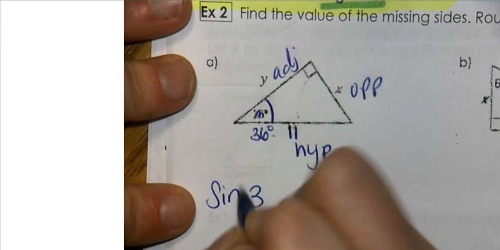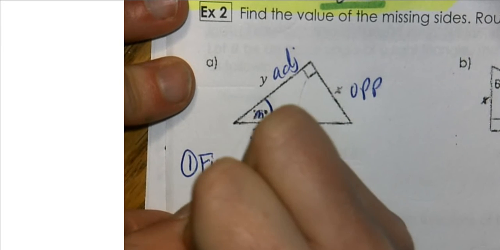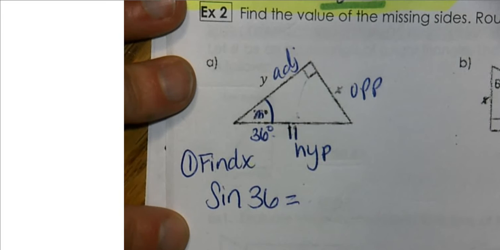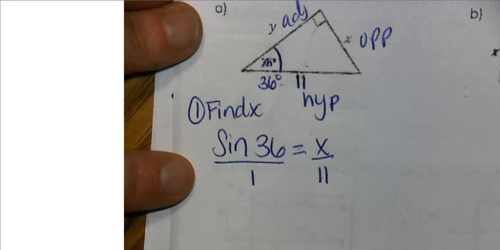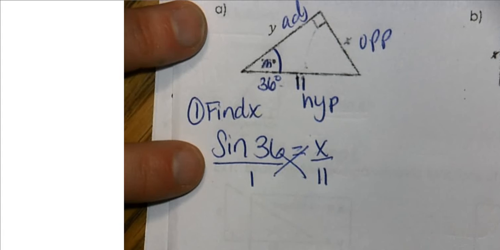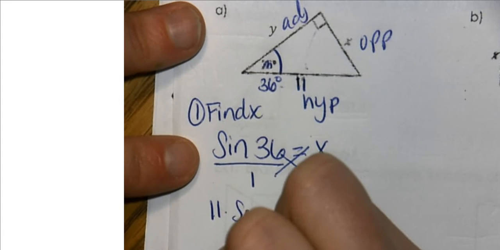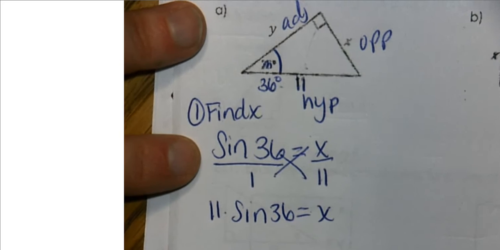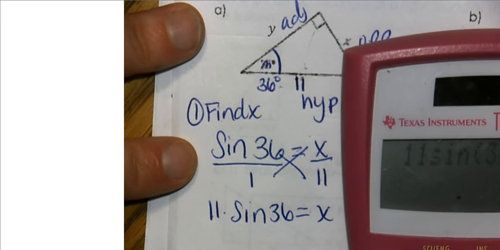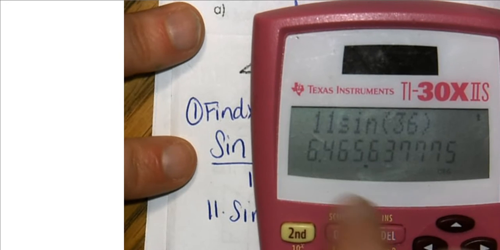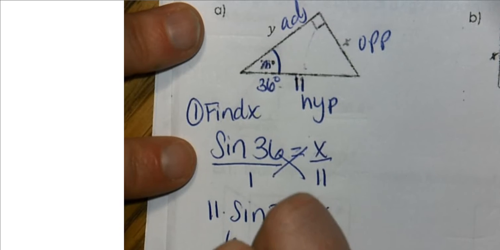So the sine of 36, this is number 1, we're going to find X. The sine of 36 is equal to the opposite, which is X, divided by our hypotenuse, which is 11. This is over 1 because sine of 36 is a number, and I'm going to use cross product. I end up with 11 times the sine of 36 is equal to X, and I'm going to put it directly into my calculator. When I do that, I end up with 6.5. As you can see, that 6 makes this 4 go up. So 6.5 is equal to X, and at the very bottom, in the little box, we put X is equal to 6.5.